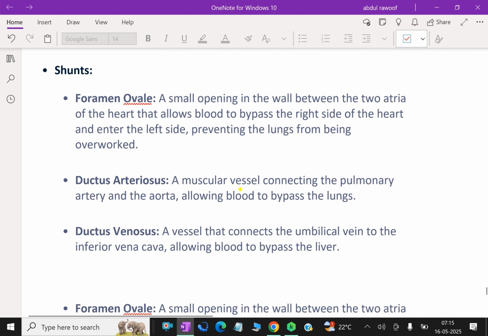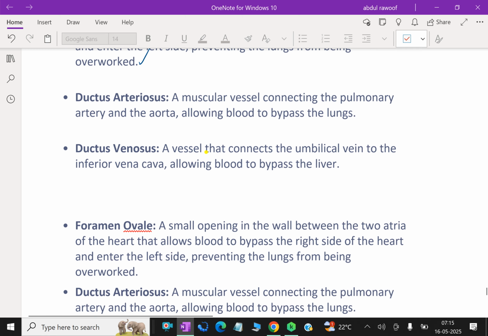Shunts. Foramen ovale: a small opening in the wall between the two atria of the heart that allows blood to bypass the right side of the heart and enter the left side, preventing the lungs from being overworked. Ductus arteriosus: a muscular vessel connecting the pulmonary artery and aorta, allowing blood to bypass the lungs. Ductus venosus: a vessel that connects the umbilical vein to the inferior vena cava, allowing blood to bypass the liver.